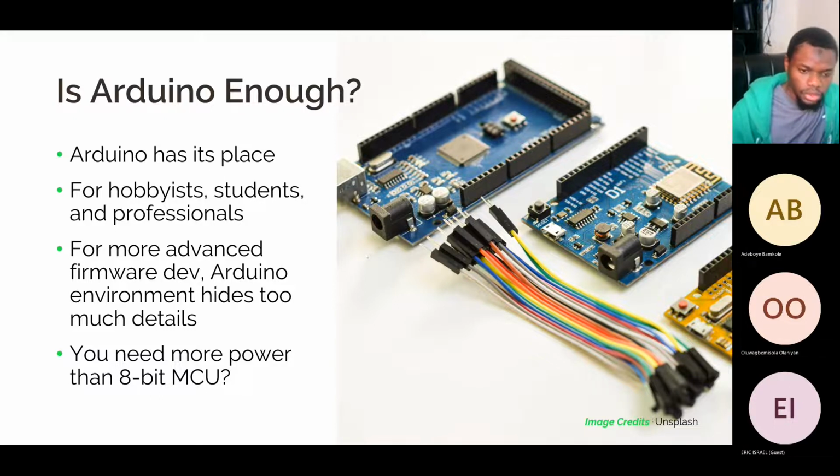Also, if you need more power than what the Arduino can provide, the Arduino speed can probably go up to 20 megahertz. But now we have microcontrollers like the Teensy that run up to 600 megahertz, very fast, and those are 32-bit MCUs. So if you need more power and more sophistication, then you need to start thinking beyond Arduino. All right. Does anyone have any question at this point?